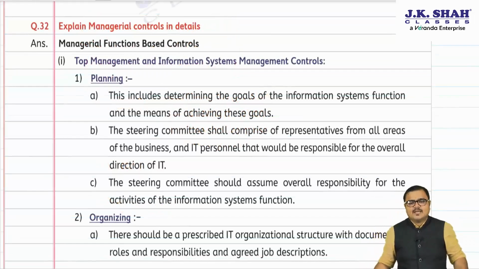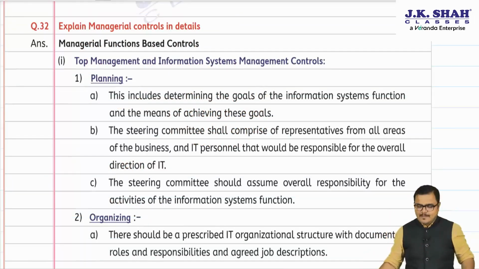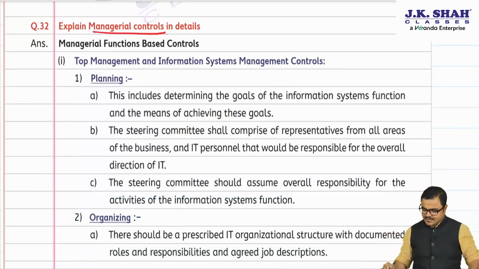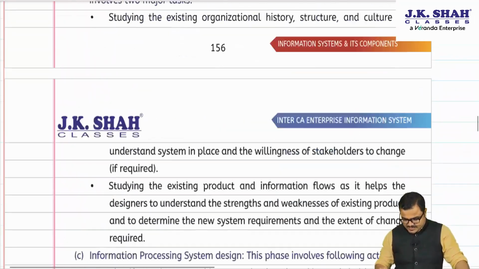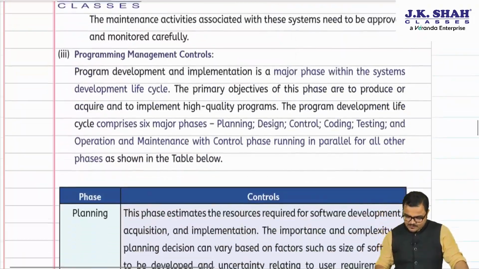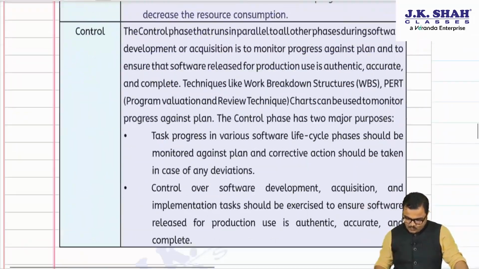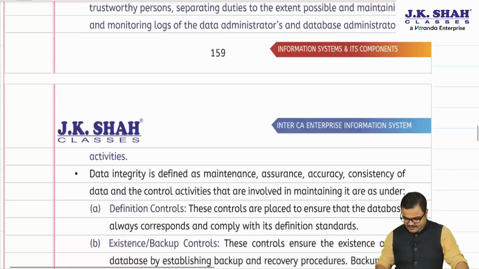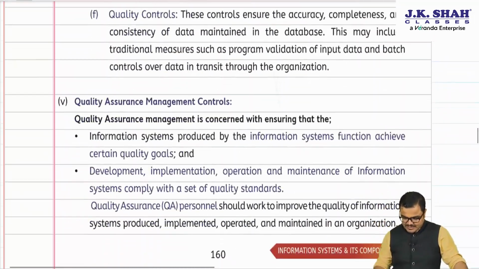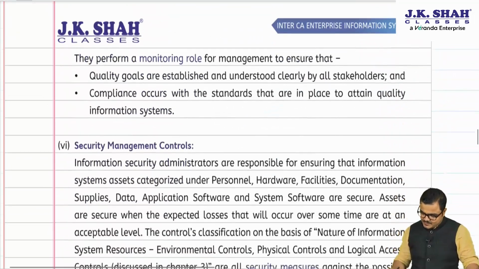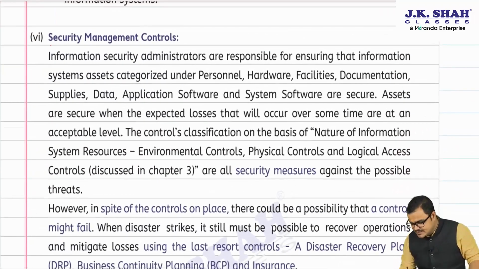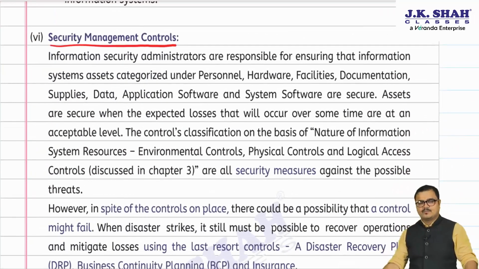In our JKSC, you can see this as question number 32, managerial controls. Top management controls, system development management controls, program management controls, quality assurance management controls, data resource management controls, and now it comes to security management controls.